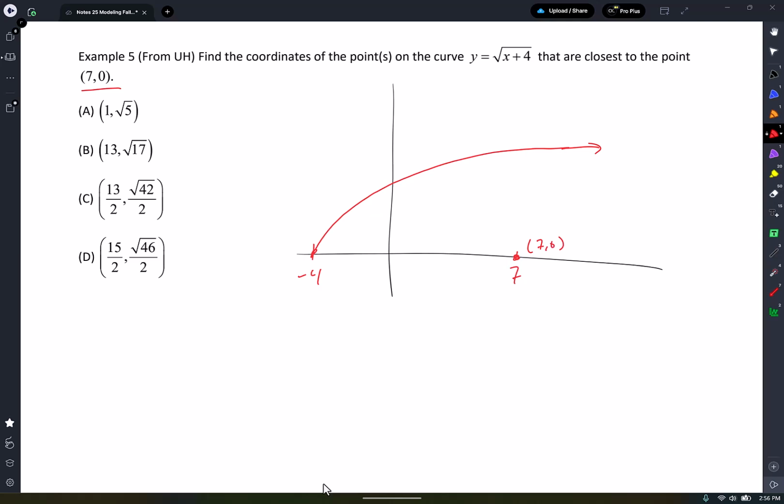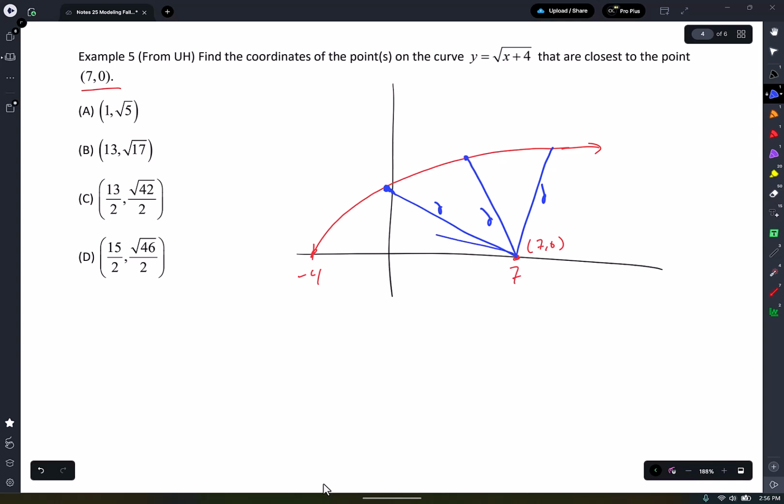What they want to know is the point on this curve that is closest to this coordinate 7, 0. So is it this coordinate? Is it this segment that's the closest? I'm going to call that D. Is it this one? D. Is it that one? That's D.